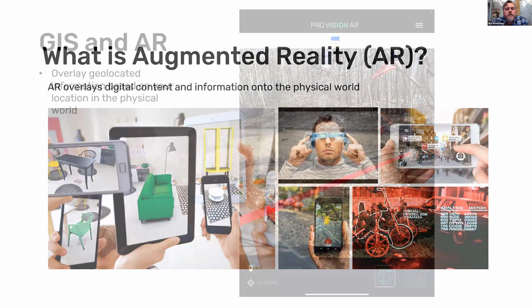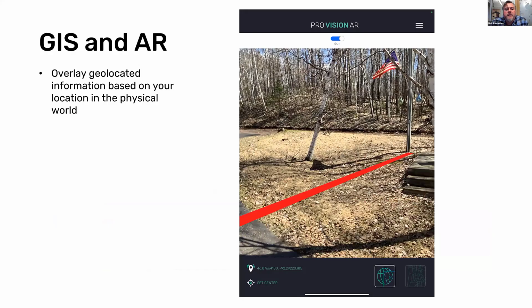But for the perspective we're looking at today, we're going to talk about the marriage of GIS and augmented reality, which our ProVision AR app would be considered to be in that realm. So what does that mean? It's pretty simple. It overlays the geolocated information that you have and displays it based on your physical location in the world.